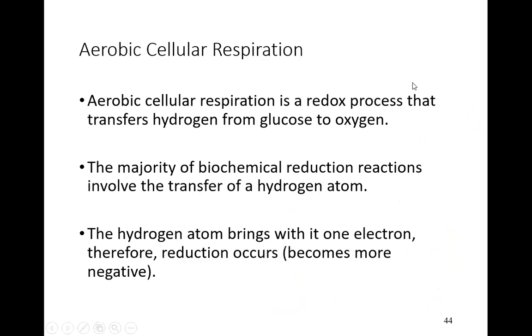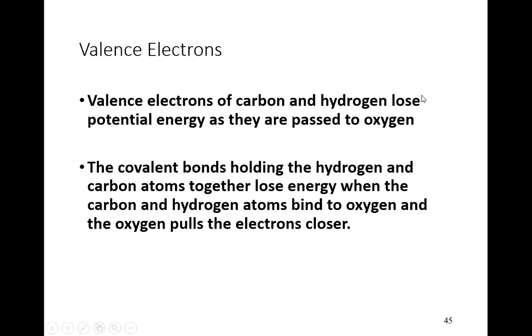Let's go on now. Aerobic cellular respiration is where most of the work happens, and it takes place in the electron transport chain. However, we do a fair amount of work ahead of time in glycolysis in the cytoplasm. Again, the whole idea is to get these electrons off of the covalent bonds because they have the most potential energy.